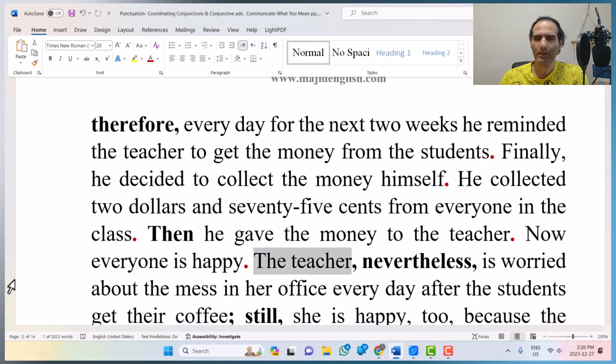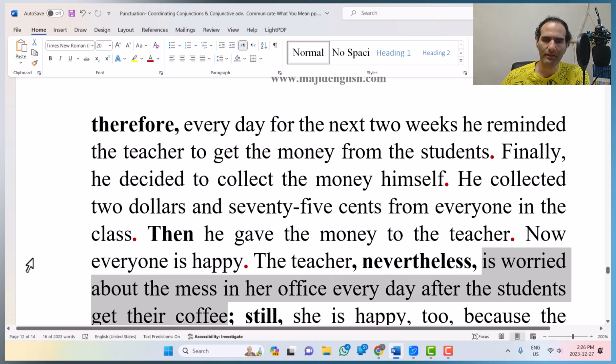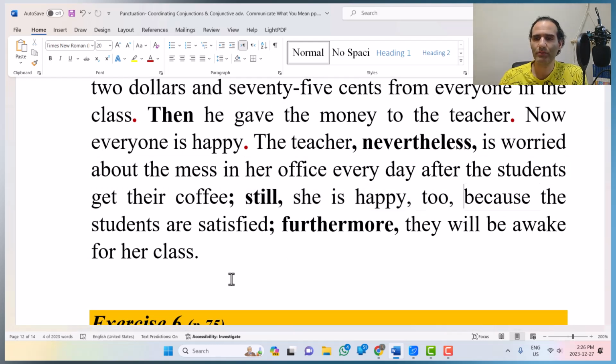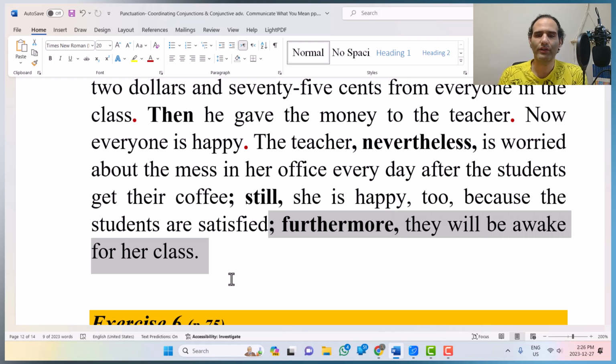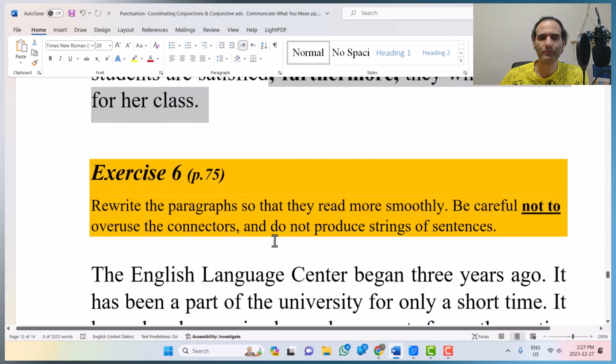Period. The teacher, nevertheless, comma, is worried about the mess in her office every day after the students get their coffee. Still, but she's happy. She's happy too because students are satisfied. And furthermore, they will be awake for her class. So this was one version of answering this exercise. You could go with some variation, but overall the story is the same.